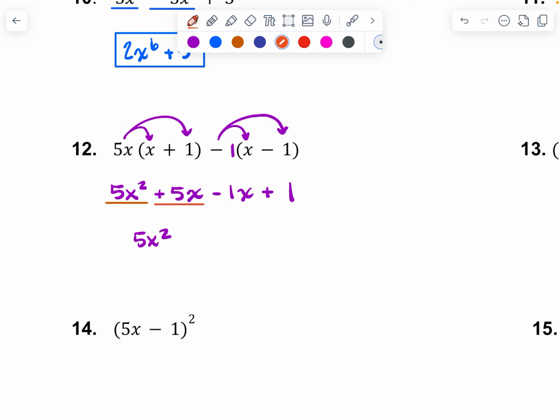Then I have a positive 5x, so an x term, which can only be combined with other x terms. So I've got 5 x's. I'm taking away one of those x's, which leaves me with positive 4x. And then, of course, I have the positive 1 at the end. And he does not have any like term constant buddies anywhere, so he's just also going to come down. And that is our final answer, written in nice standard form.